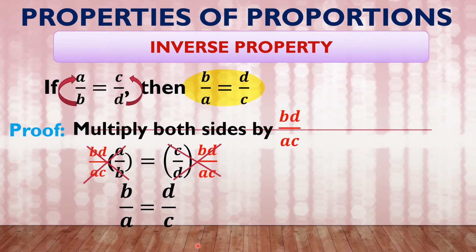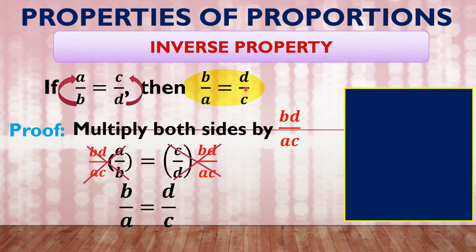Sir, shouldn't the left be D over C and the right be B over A? No, it's the same. You know what we call the symmetric property of equality, no? So, they are just equal. So, we have proven that if A over B is equal to C over D, interchanging the position of the numerator and denominator will give us another ratio.